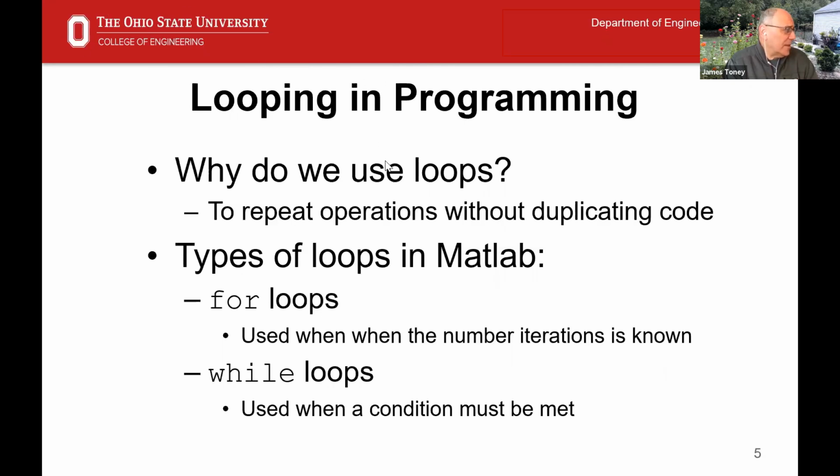All right, so MATLAB, like most programming languages, has two different types of loops, for loops and while loops. Usually you do a for loop when you know in advance how many times you're going to execute the operation. If you don't know in advance, or it's hard to determine in advance, you can use a while loop, which just keeps going until some condition is met.